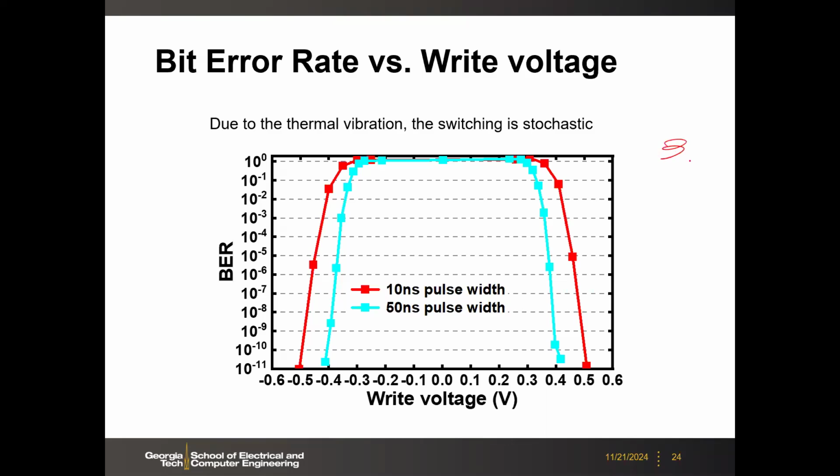So if the voltage is small, then that means this is not large enough to go through that barrier. But here it may have some, like at this point, maybe due to the thermal fluctuation, you may jump over. Okay. But of course, the farther away from here, then you have less chance to flip over, or that means larger error rates, right? So that's why you have this behavior.